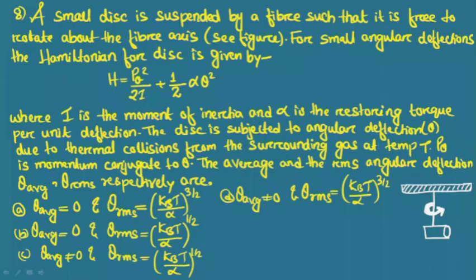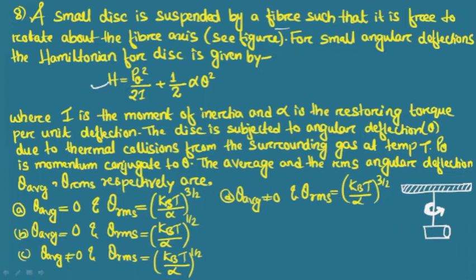Now let's see question number 8. What is said here? A small disk is suspended by a fiber such that it is free to rotate about the fiber axis. Alright? It is suspended about a fiber. It is free to rotate about the fiber axis. A small disk is there. Now you see it is shown in the figure here.